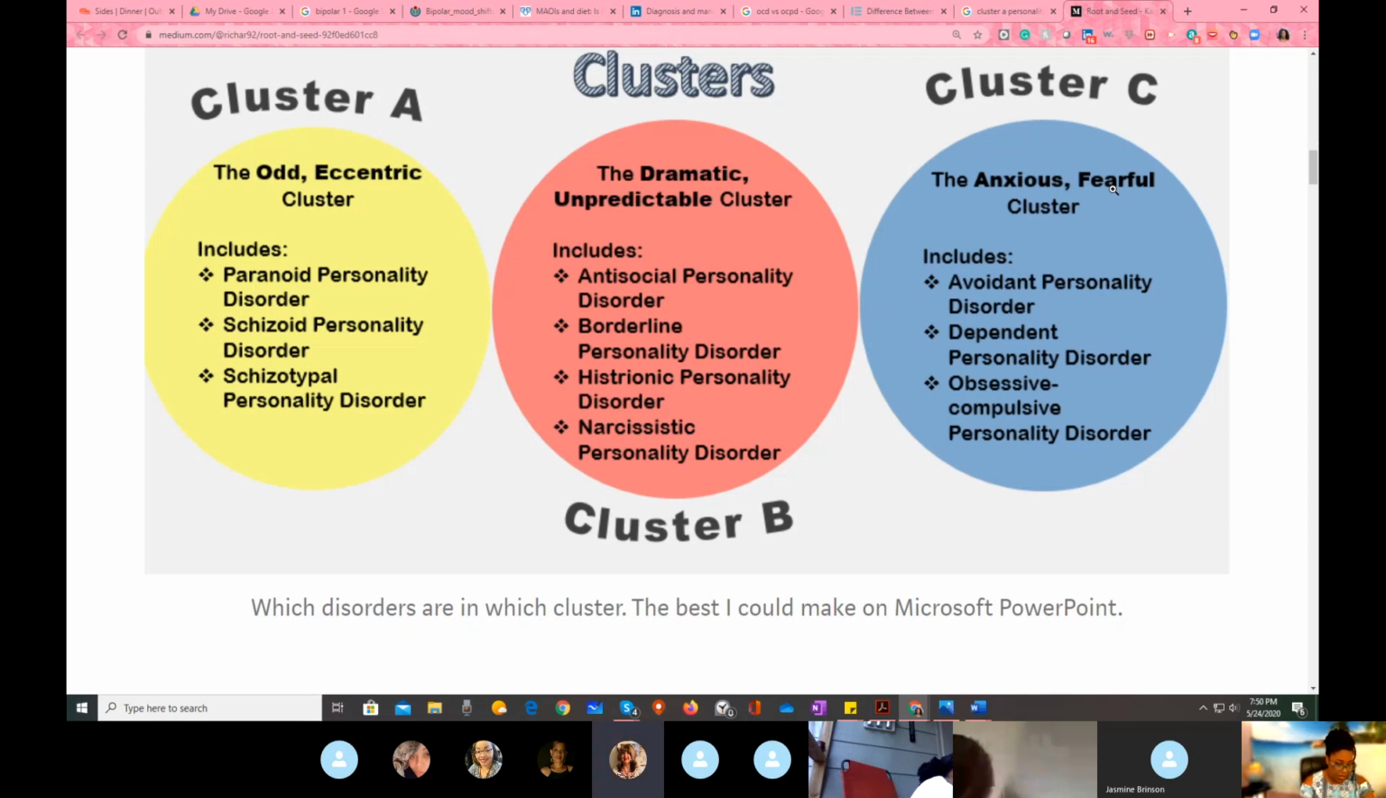When it comes to the test, just remember the biggies. Even on the LCSW, they're not going to ask you those little bitty things, but in the exam, you'd need to know personality disorders.